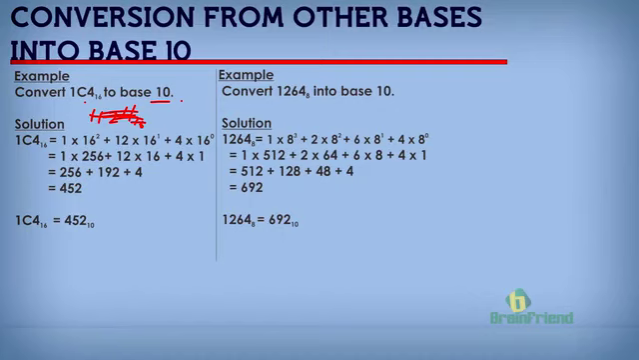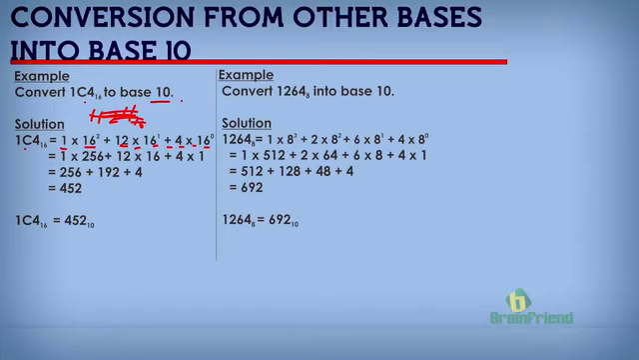All right, so we quickly expand this: 1 times 16 raised to power 2, plus 12, C is 12, times 16 raised to power 1, plus 4 times 16 raised to power 0.